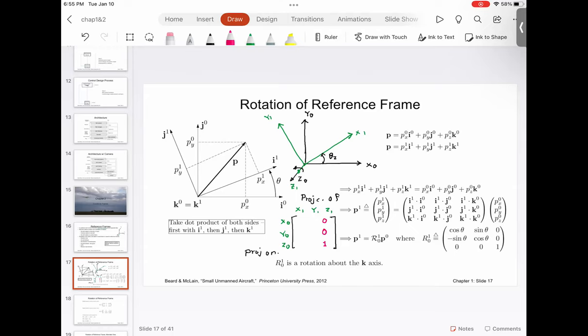Now, next part is, look at the projection. So let's look at X1. If I want to find out the projection, I need to find out this vertical distance. Imagine the distance is unit, so basically it's just 1. So this distance is cosine theta Z. This distance is sine theta Z.